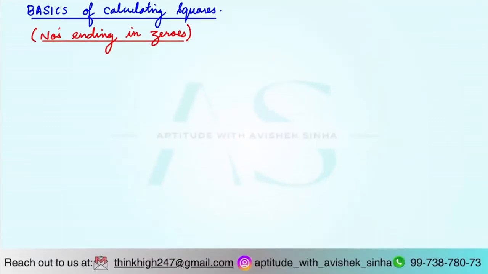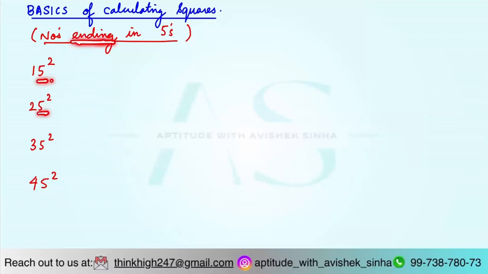So, basics of calculating squares: numbers ending in zeros, and numbers ending in fives. Please pay attention, everyone. Suppose we are supposed to find the square of 15 or 25 or let's say 35 or maybe 45. What should be done? Any number that is ending in 5, we can use this trick. Ending in 5 means the last digit, or the unit digit, is 5.